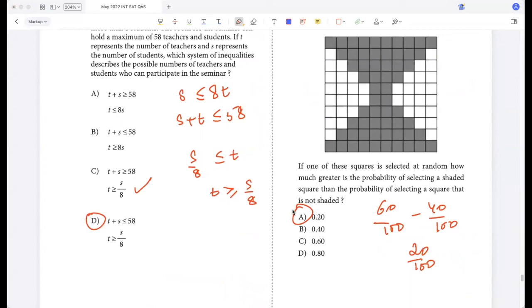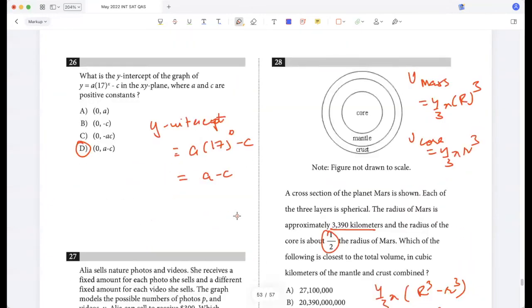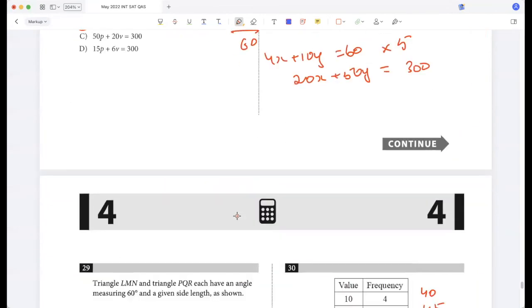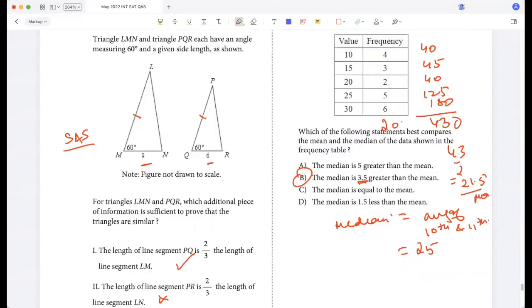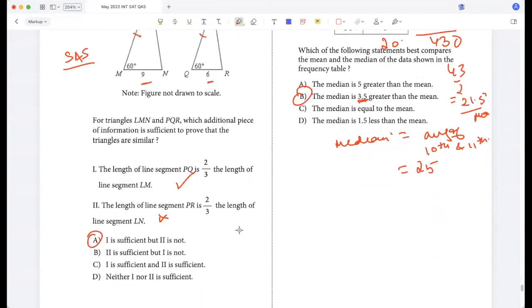Okay, 25 is A, D, B, D. Okay. 29 is A and B.